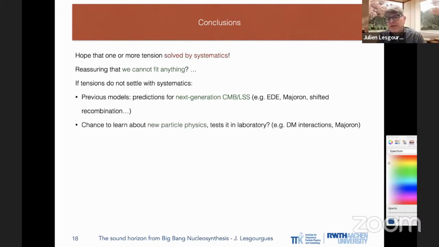It would be even better if these models could tell you about new particle physics and about some tests we could do in the laboratory about this dark matter scattering rate, for instance. I'm a bit less optimistic now than 2 years ago because I see the difficulty of these models to solve the Hubble tension, but it's still a possibility.